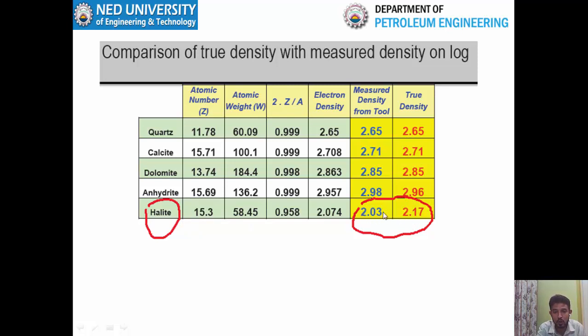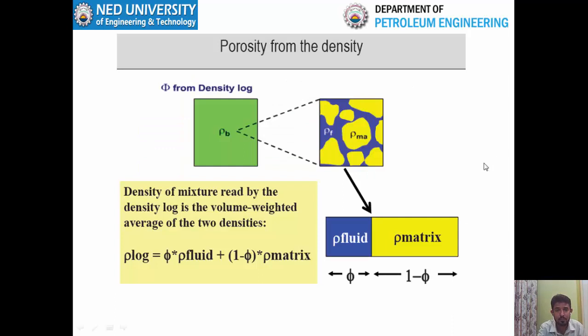So except for salt, you can see that for the other common lithologies the density reported in the log is equal to its true density, so it can be trusted except for salt. Salt reported density is 2.03, but its actual density is 2.17. So just keep in mind that for salt the tool is reporting a lower value compared to its true value. So again, what is bulk density and how do we estimate it from the log.